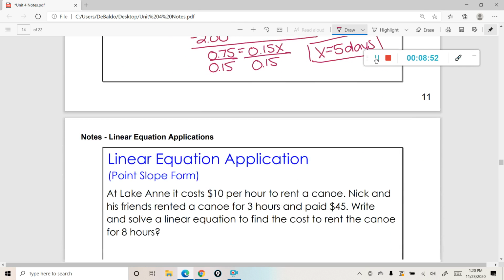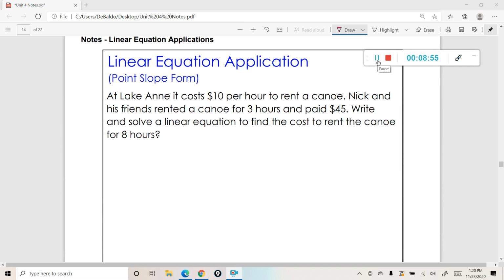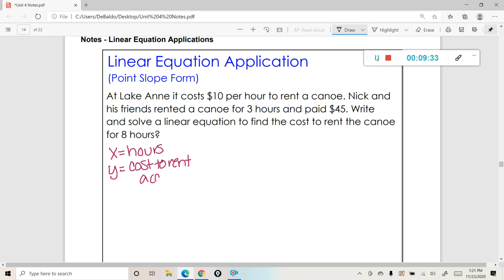Let's try another one. In this example, I'm going to show you how to use point-slope form of a linear equation. So at Lake Anne, it costs $10 per hour to rent a canoe. Nick and his friends rented a canoe for 3 hours and paid $45. Write and solve a linear equation to find the cost to rent the canoe for 8 hours. So let's go ahead and think about this one. Let's define our variables. x is going to represent our time, which is hours, and y is going to represent the cost to rent a canoe.